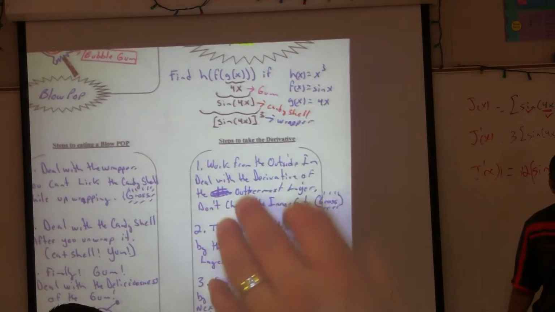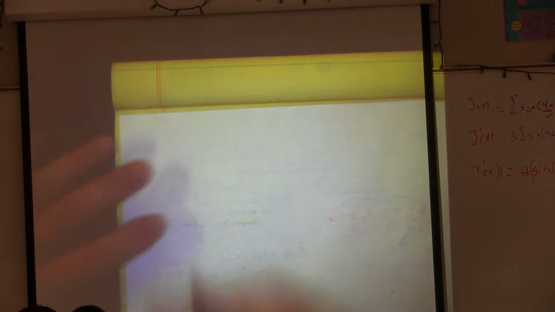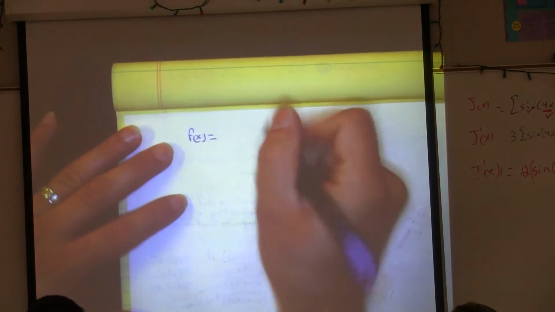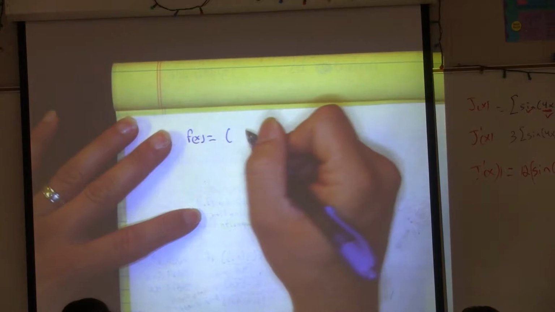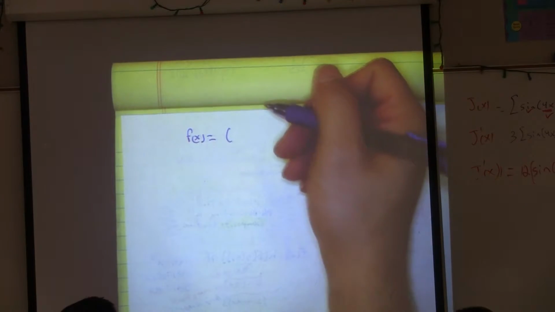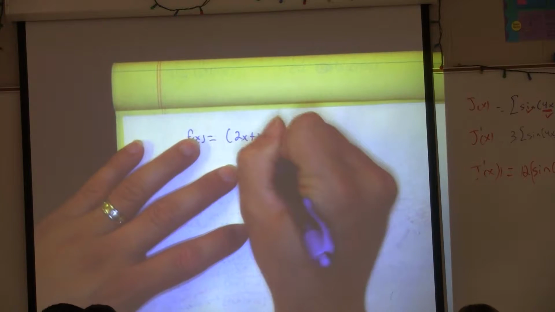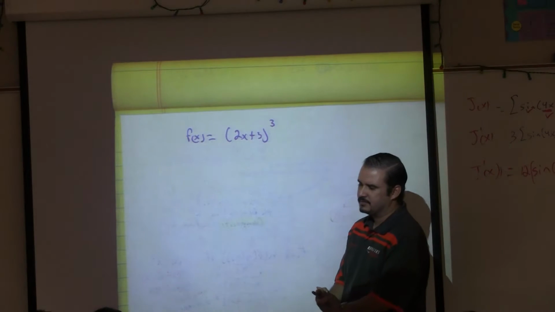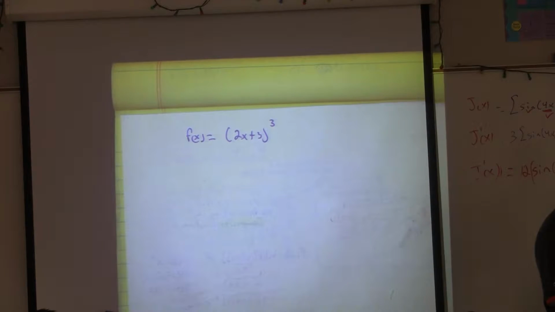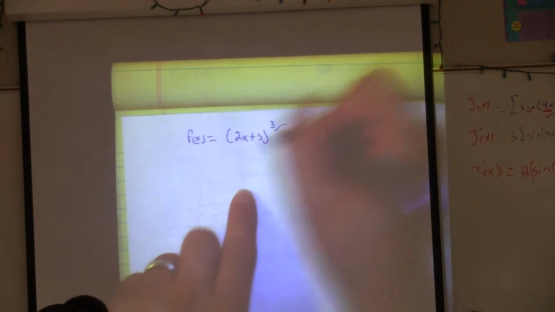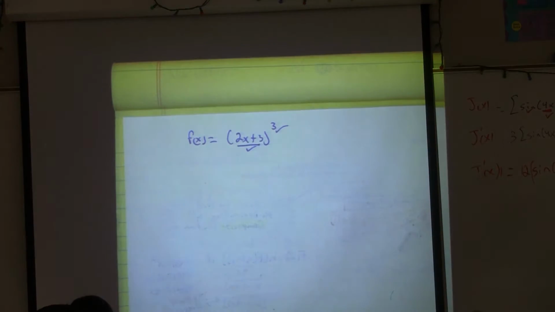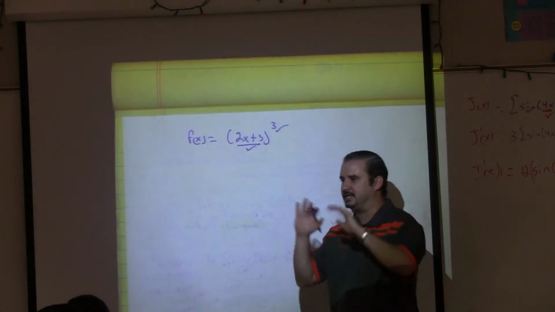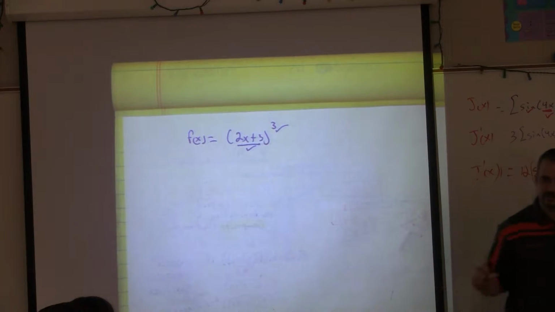You want to try another example? Let's try one, okay? So let's say I ask you to find the derivative of this composite function. What is it? 2x plus 3 to the third. How many layers does it have? 2. It has this exponent, right? And then it has this inner layer. This is like an M&M without peanuts, right? It has a candy shell and then it has chocolate, right?